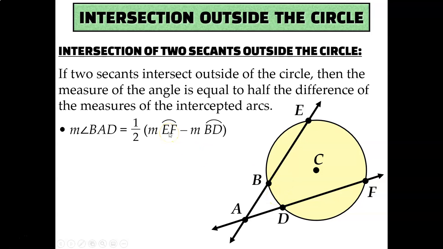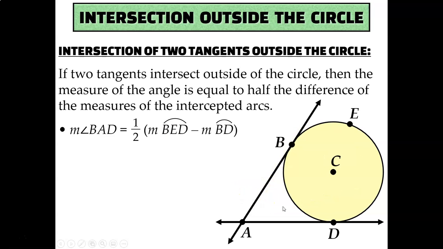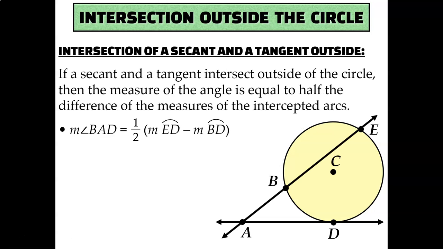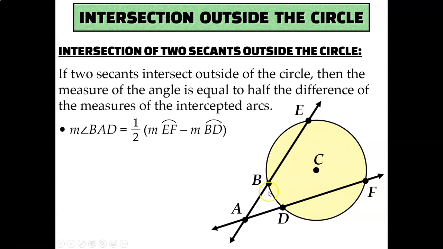So this process is true regardless of whether it's two secants that are intersecting, or two tangents that are intersecting, or a secant and a tangent that are intersecting. You find the measures of both of the intercepted arcs, subtract them, and take half.